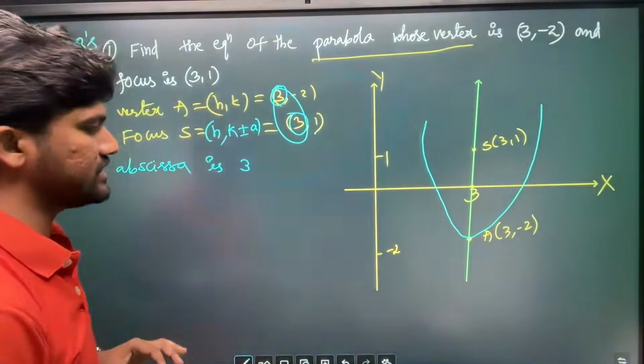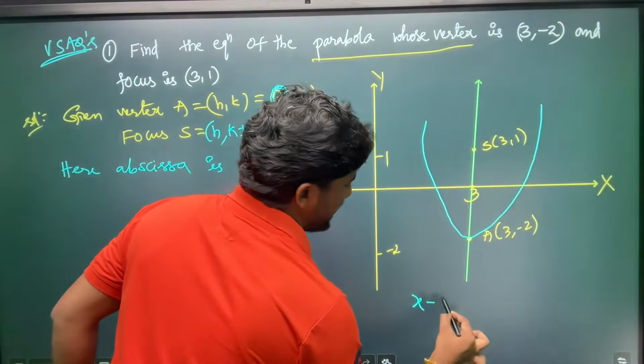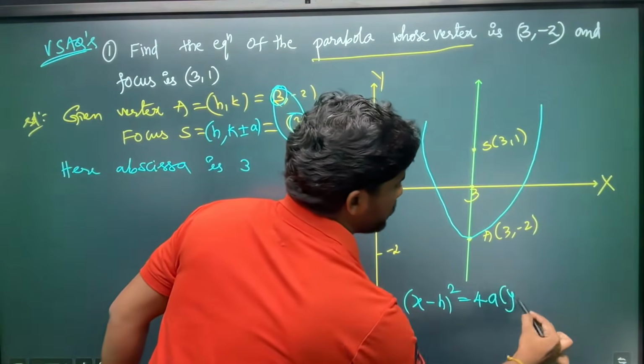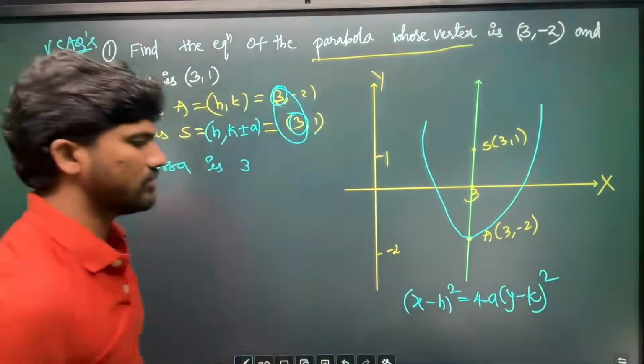Sir, what is the equation of this parabola? x minus h whole square is equal to 4a into y minus k.